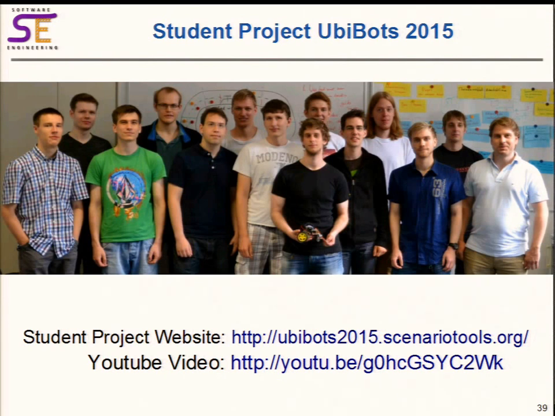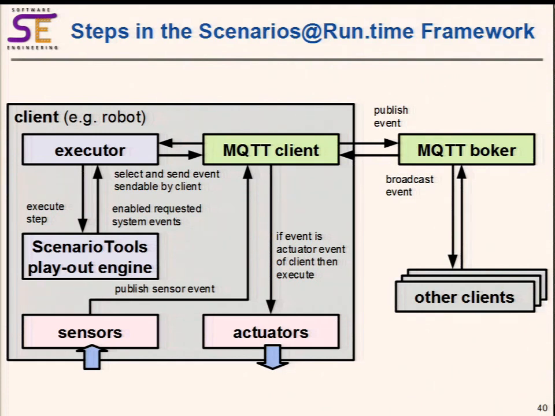So these are the students that worked on this project, and this is an architecture of how we actually realized this as a distributed system working with MQTT. Basically, one robot would, for example, detect some event by a sensor. Then we have an MQTT client component in the robot, which would then broadcast this event via an MQTT broker to all the other clients, and a client may then receive this message, and maybe this is an event telling it to do something with its actuators, like brake or accelerate, and then this also drives an internal version of our ScenarioTools execution engine.